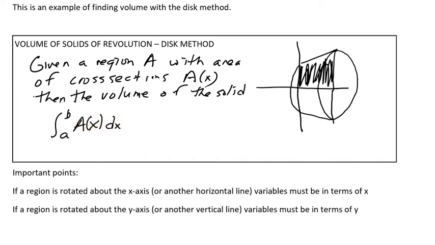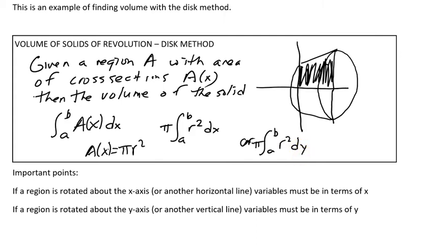Now, this is a general rule here, but for our disk method in particular, we're going to use the area of a circle. So our area of a circle is going to be pi r squared, pi times the radius squared. We're going to bring the pi out, and we're going to put r squared, and we're still going to leave dx because our variables will be in terms of x, or we could have c to d or a to b, it doesn't really matter, and then r squared dy.